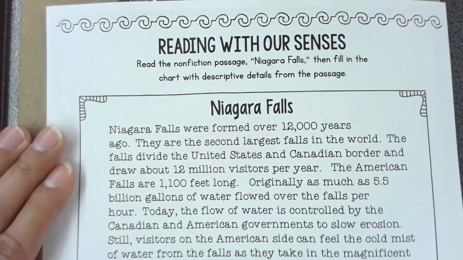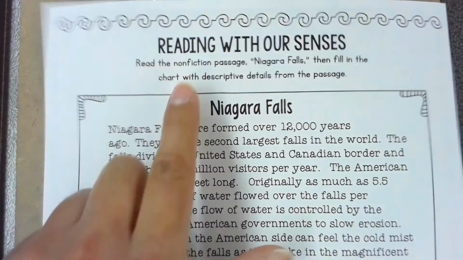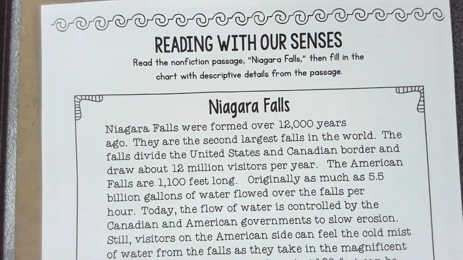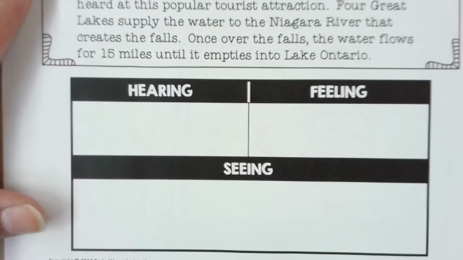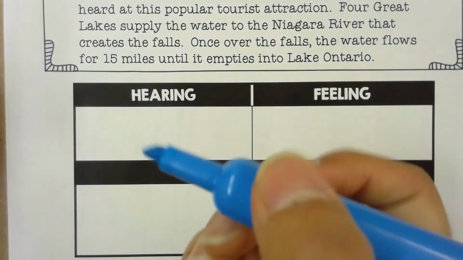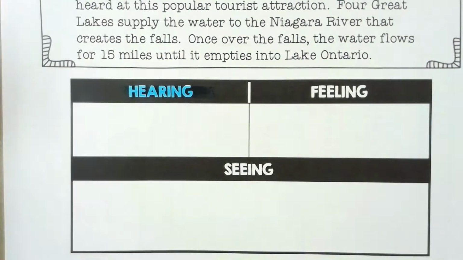We're going to read with our senses. It says, read the nonfiction passage, Niagara Falls, and fill in the chart with descriptive details from the passage. So we're going to be using our senses, and the senses that we're going to be using are hearing, feeling, and seeing. So this is where your highlighters come in. So what I want you to do is, I want you to get your blue highlighter, and I want you to color code the word hearing in blue.